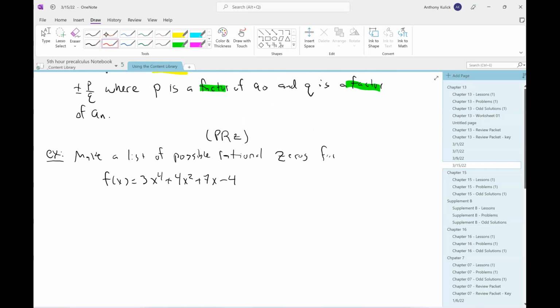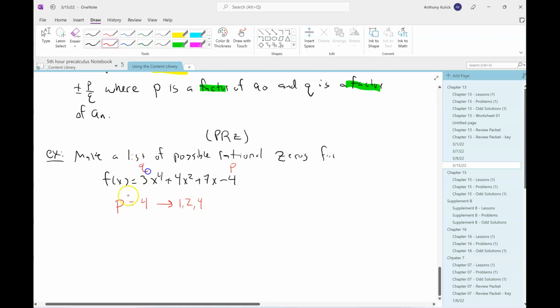Okay, so let's say we want to find the list of possible rational zeros for the polynomial 3x to the fourth plus 4x squared plus 7x plus 4. So my P is the constant term. So the factors of 4 are 1, 2, and 4. Everybody agree?